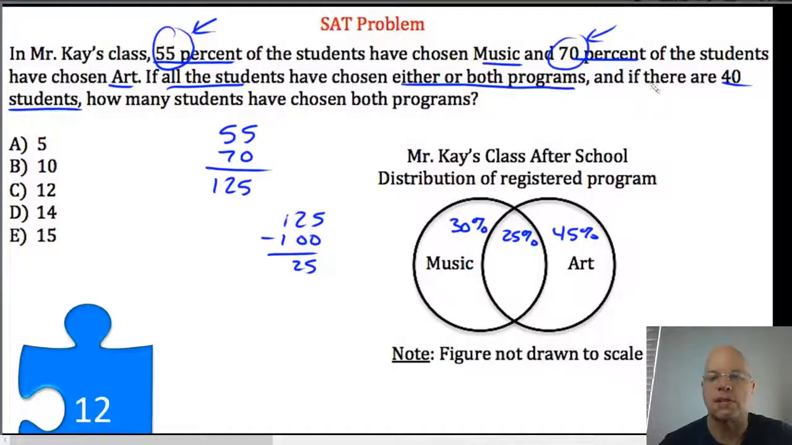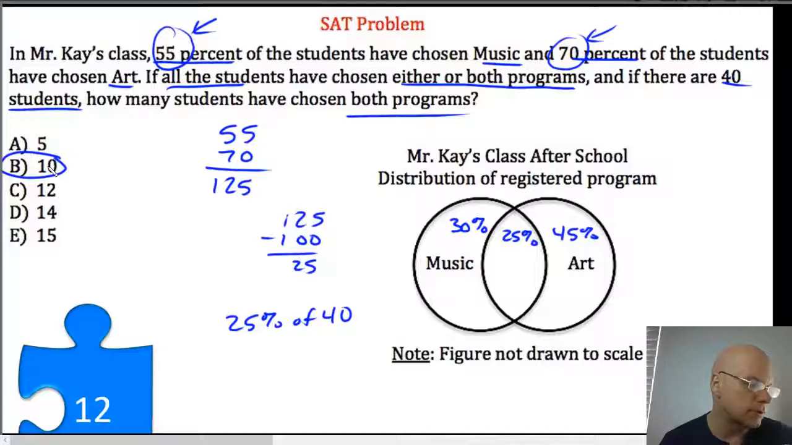And then the question is, if there are 40 students, how many have chosen both programs? So since the students who chose both are 25% of the class, 25% of 40 is just 10, because 25% is a fourth, right? A fourth of 40 is 10. So answer choice B is the answer for that one.